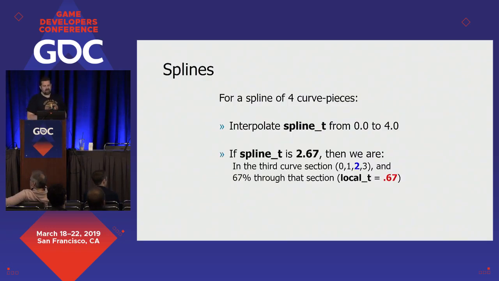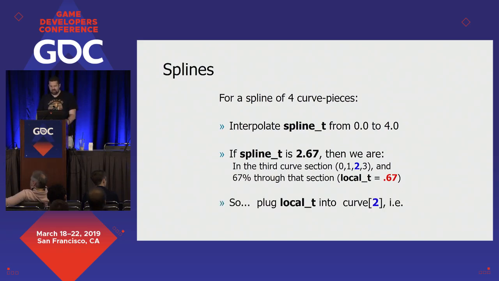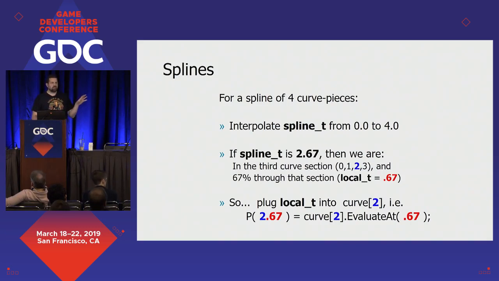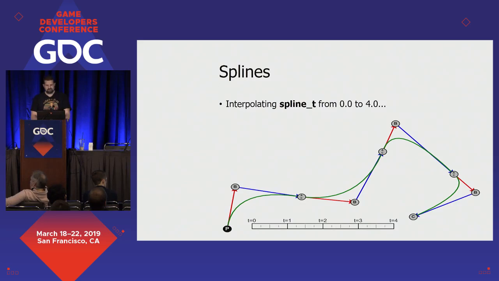So for example, if I have a spline of 4 pieces, I could say that its t goes from 0 to 4. And now if I'm at t of 2.67, that means I'm 67% of the way through that third section, right, through section 2, starting at 0. So I could just find curve number 2 and plug in my 0.67 and ask it, okay, I'll ignore the other parts of the curve. How are you doing? So this would be like interpolating the spline and evaluating it.